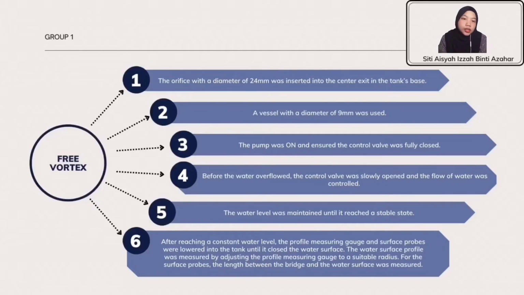Number 6, after reaching a constant water level, the profile measuring gauge and surface probes were lowered into the tank until close to the water surface. The water surface profile was measured by adjusting the profile measuring gauge to a suitable radius. For the surface probe, the length between the bridge and the water surface was measured.